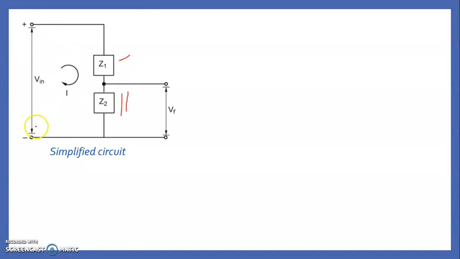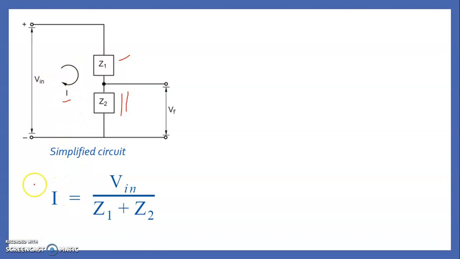The total input is V in. The current flowing in this path is referred to as I. The feedback is nothing but the voltage across the nodes B and C. Clear? Right. Now, we have given the formula to find out the loop current I.